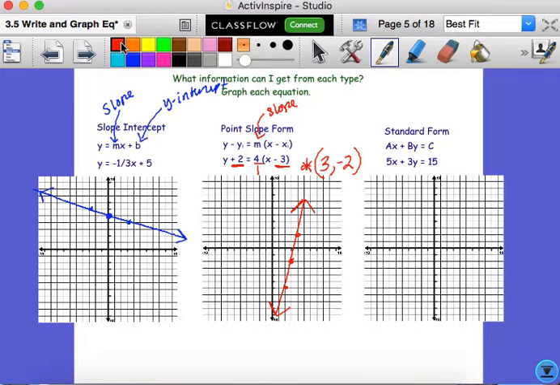Now standard form seems kind of strange to people sometimes. Why would we ever want our equation to look like that? But standard form is good to help us identify our x-intercept very quickly and our y-intercept very quickly. So remember, for your x-intercept, that's where you're crossing the x-axis. So at every single point on the x-axis, your y value is 0.